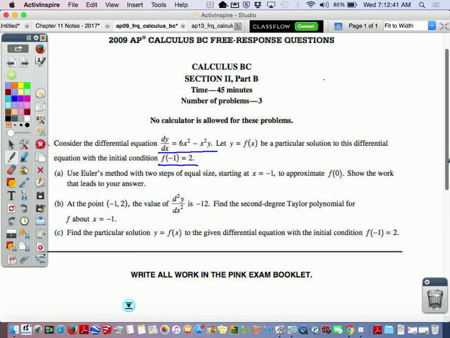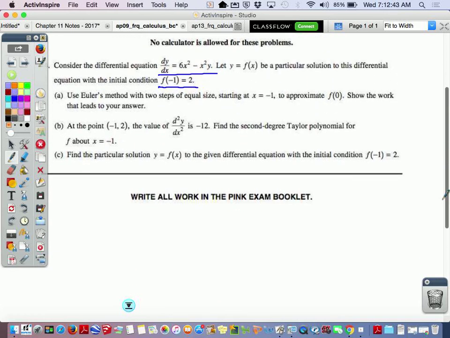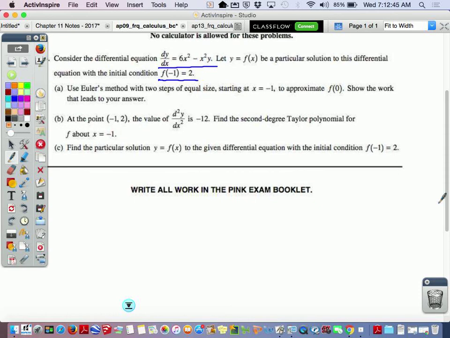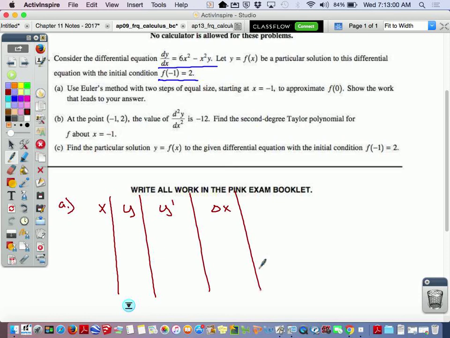Part A, use Euler's method with two steps of equal size starting at x equals negative 1 to approximate f of 0. Okay, so we will set up our Euler's method table. So that's where we have 5 columns, x, y, y prime, delta x, and delta y, which is equal to y prime times delta x. Now we're going to fill in all the information that's given to us.